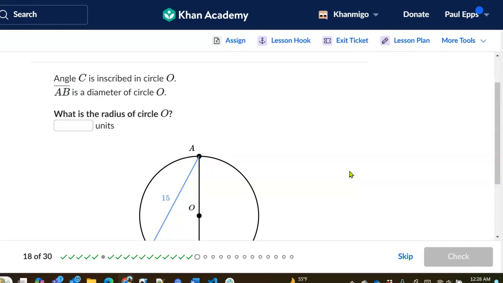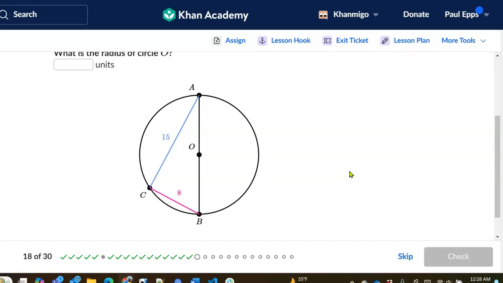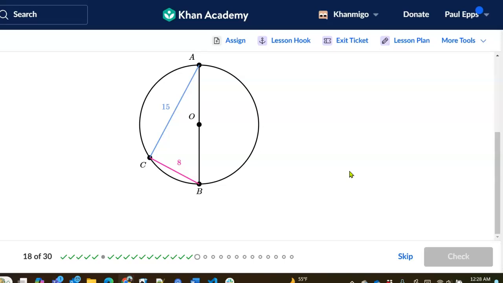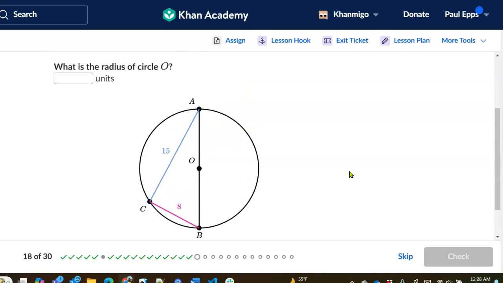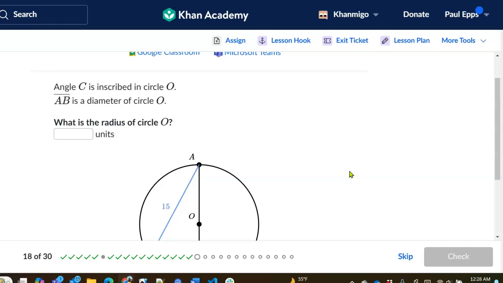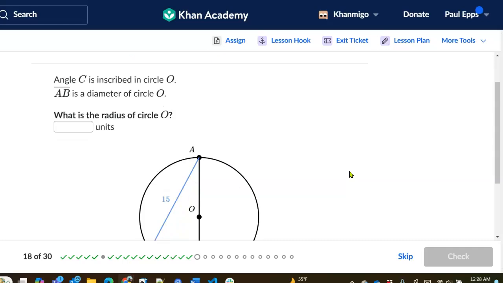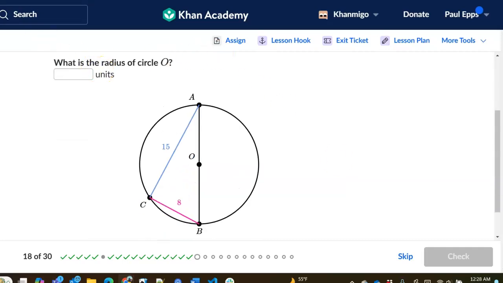Angle C is inscribed in circle O. All right. AB is a diameter of circle O. What is the radius of circle O?